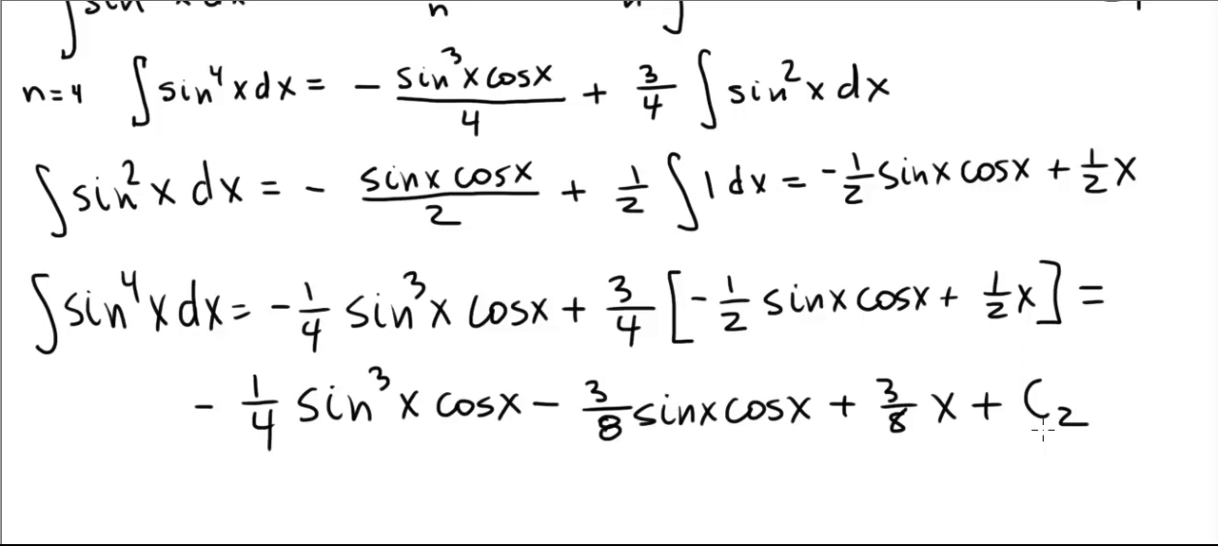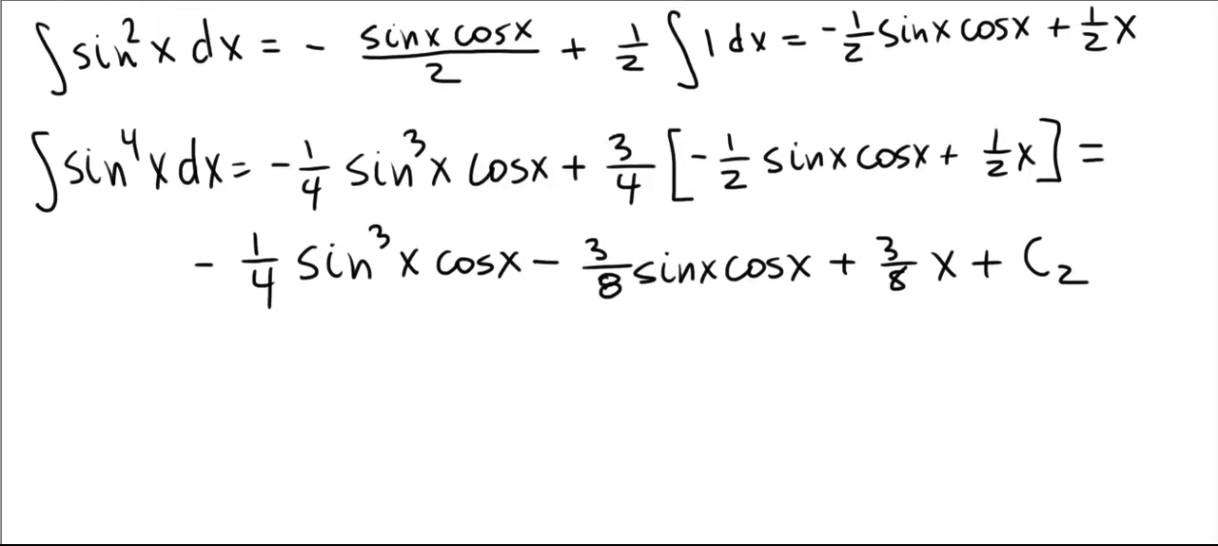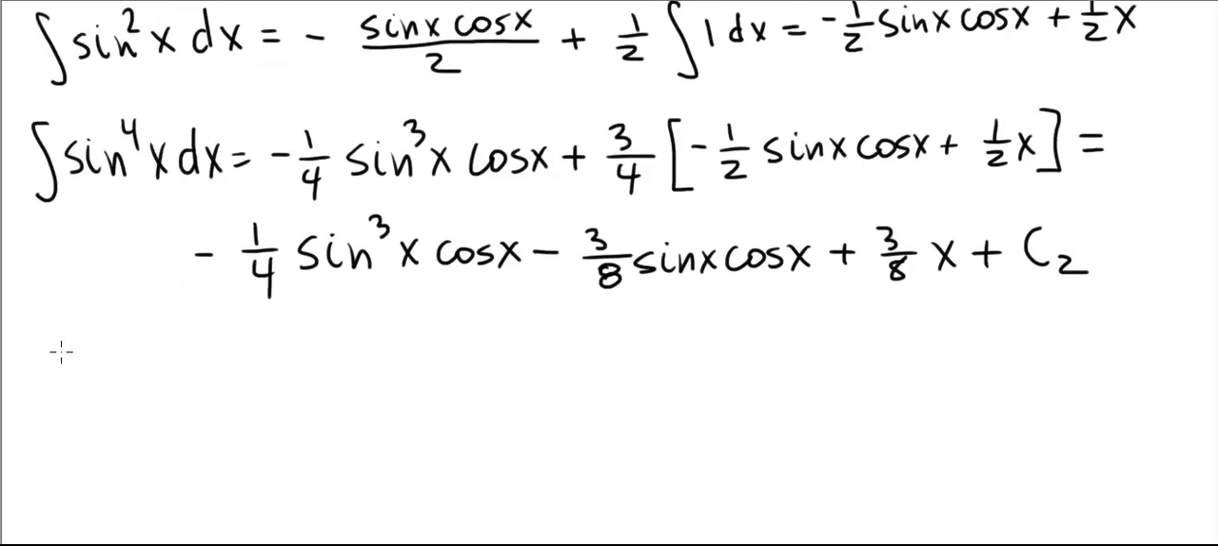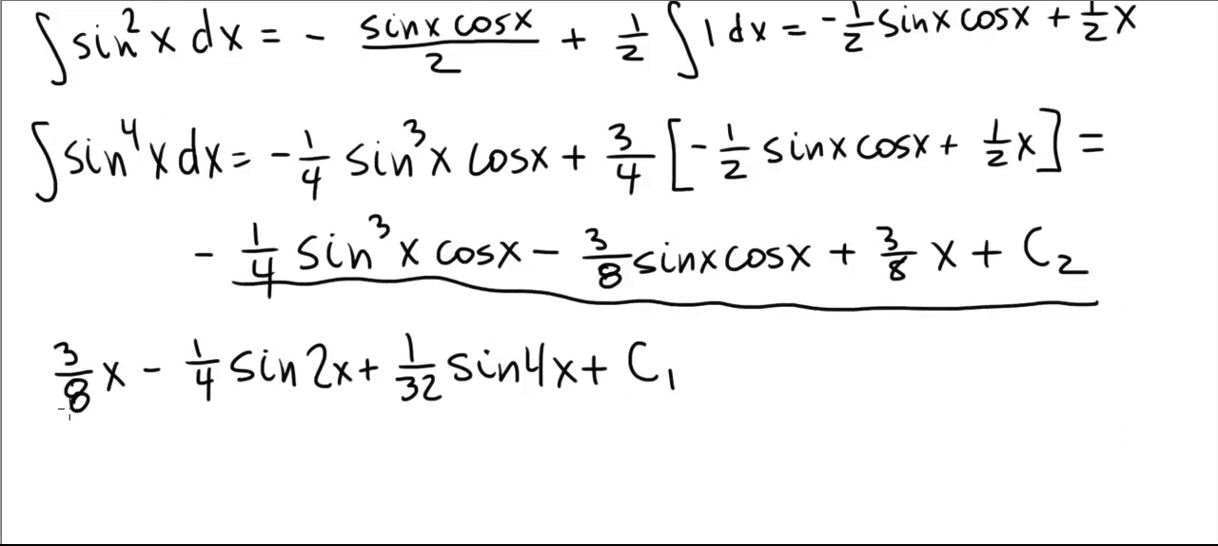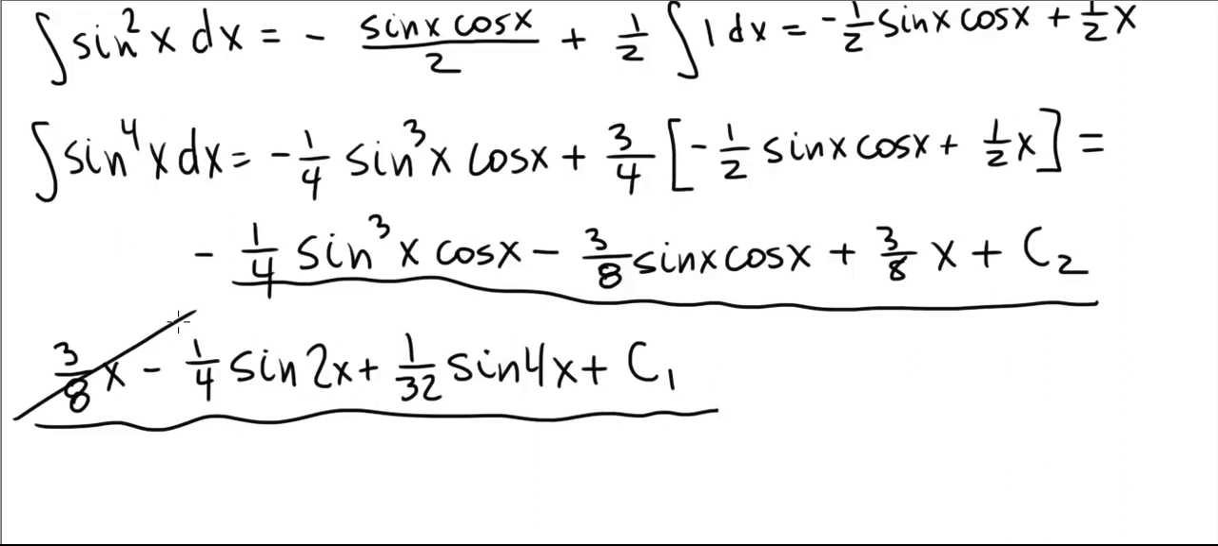If you recall the answer that we got by using trig identity, it doesn't look the same. The answer we got before was 3/8 x minus 1/4 times sine of 2x plus 1/32 times the sine of 4x plus constant of integration 1. So if we look at this answer here and this answer here, they don't look the same. One thing, 3/8 x and 3/8 x do match, and the constants could be anything, so we don't worry about those. It's the parts with trigonometric functions that have to be reconciled. So what I'm going to do next is to reconcile these answers, show you they're the same.